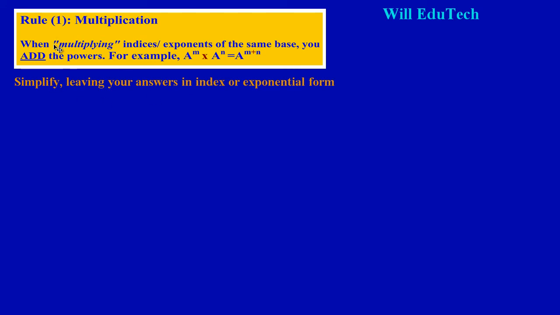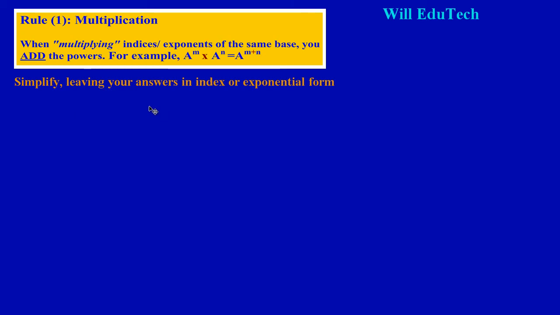And in this video, we'll be looking at rule number 1, the rule of multiplication when working with indices or exponents. Now here it states, when multiplying indices or exponents of the same base, you add the powers, okay? And here we have an example in its general form. Here we have a base a raised to a power of m multiplying another base a raised to the power of n. And if you notice, since base a was common in both cases, then we just simply say this is equal to our common base a, and we just simply took the powers, the m and the n, and we just simply add them together.